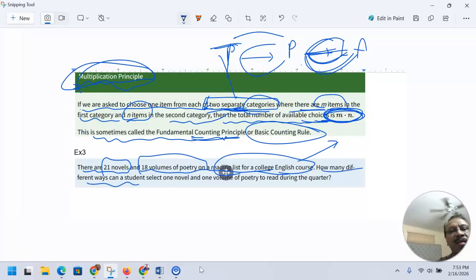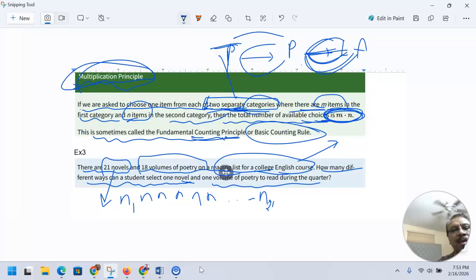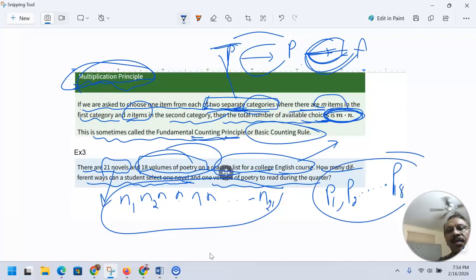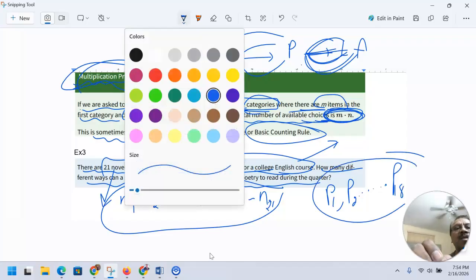So in the English course, you have this option of 21 novels and 18 volumes of poetry. How many different ways can a student select one novel and one volume? Now remember, these are 21 novels, right? One, two, three, four. These are 21 novels, right? It's like one, two, and so on. And you have another option, which is poetry. So poetry one, poetry two, and like this you have 18 of them. So the question is, how many different ways can you select?